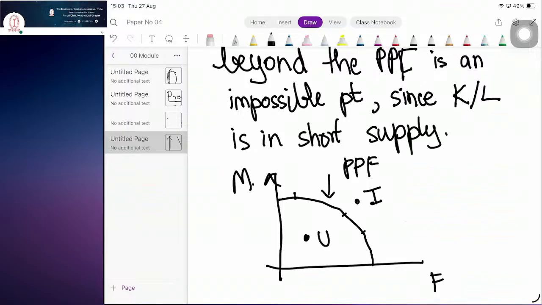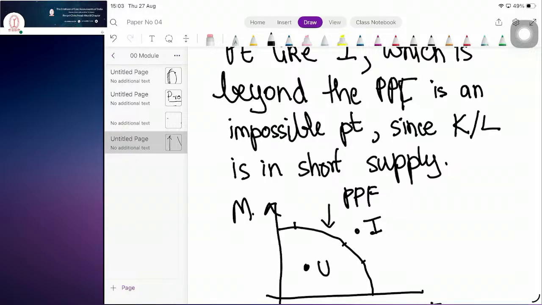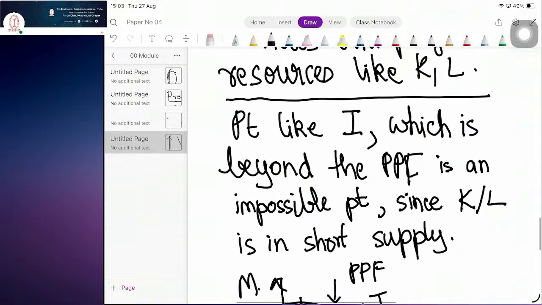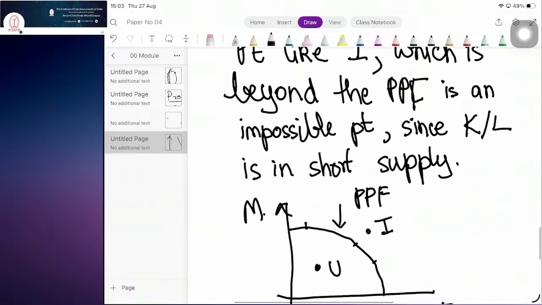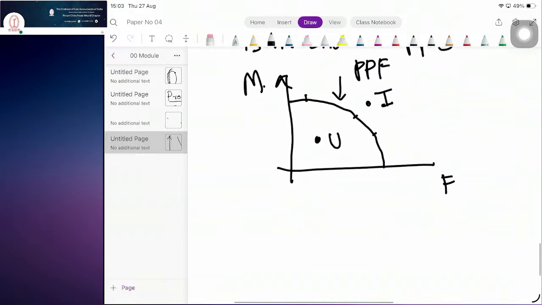Did you all get this? There's only one more idea that remains to be discussed in this PPF. I've seen that there are sometimes questions on this topic in your final exam, so pay attention to this. When I've drawn a line like this, the PPF, at a point like M, at a point like F.